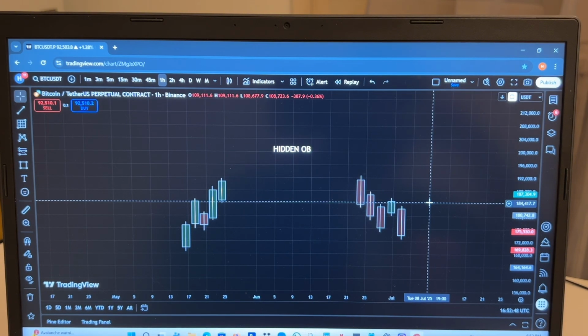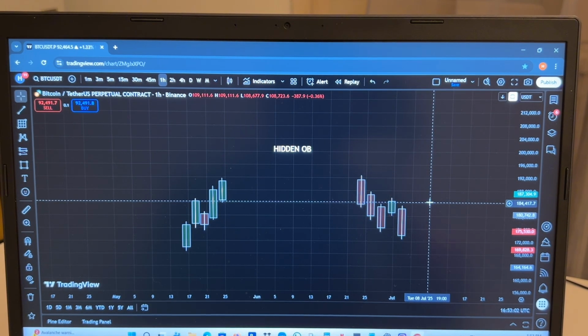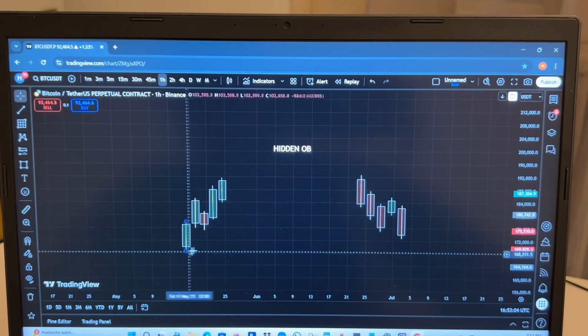So in an uptrend, if you see a push of consecutive green candles, but inside that sequence you find one small red candle, that can be a hidden OB. Okay, so there are a few conditions we need to check. So let's talk about that in an uptrend first.